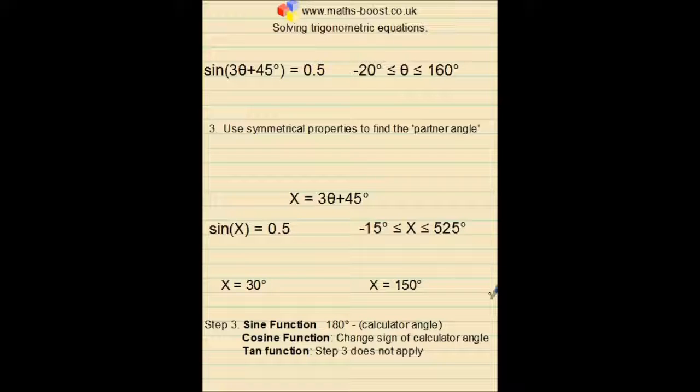Now if this had been a cosine function, the partner angle would have been minus 30 degrees because we simply changed the sign of the calculator angle. And if it had been a tan function, we wouldn't even attempt to find a partner angle. This is a step that we skip.